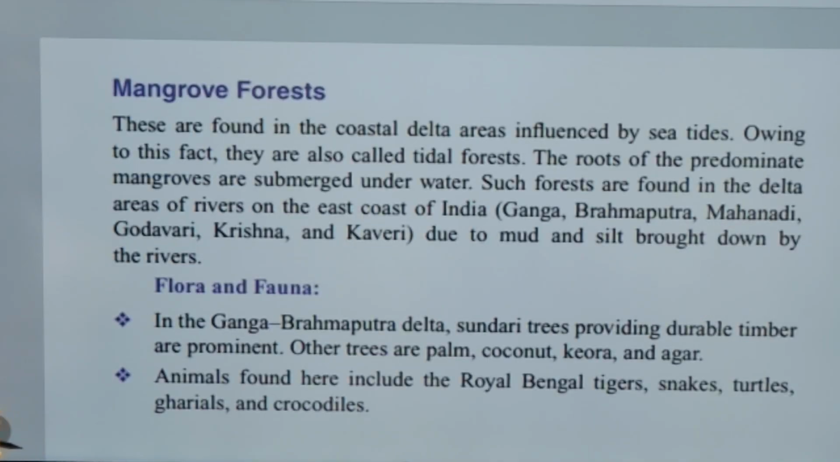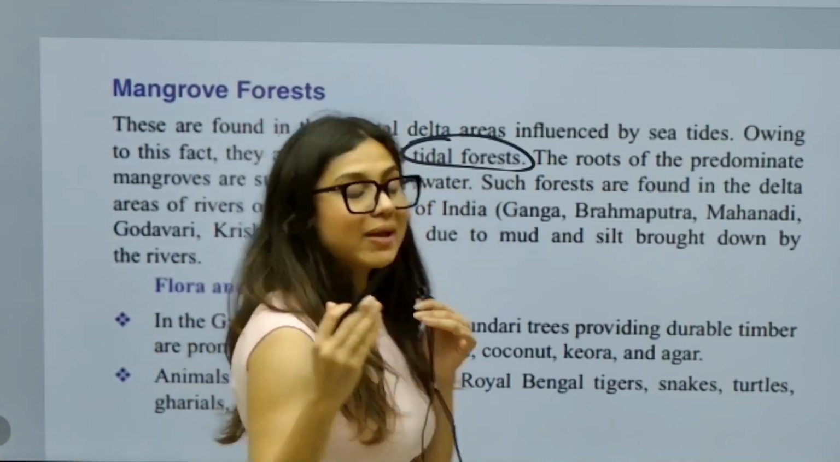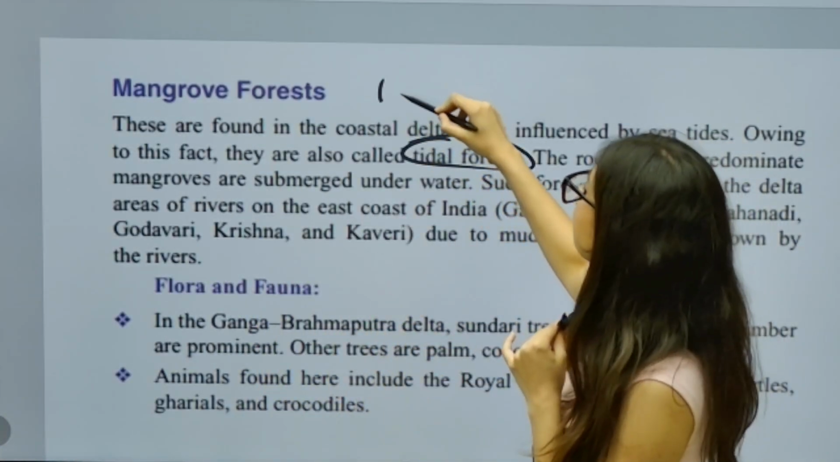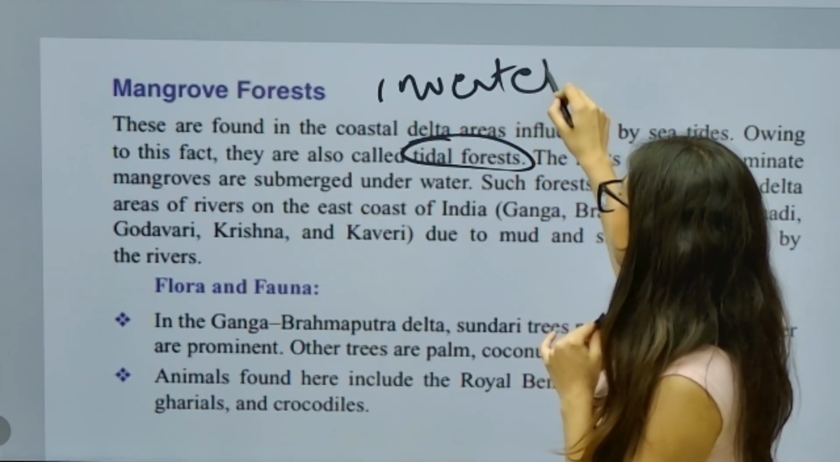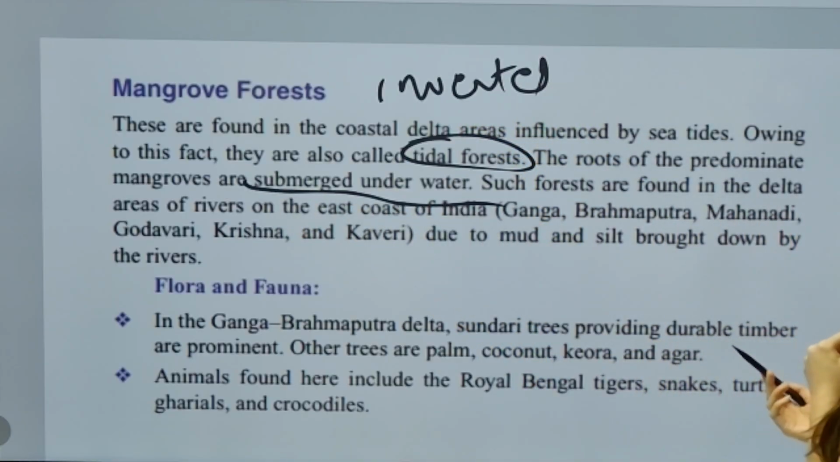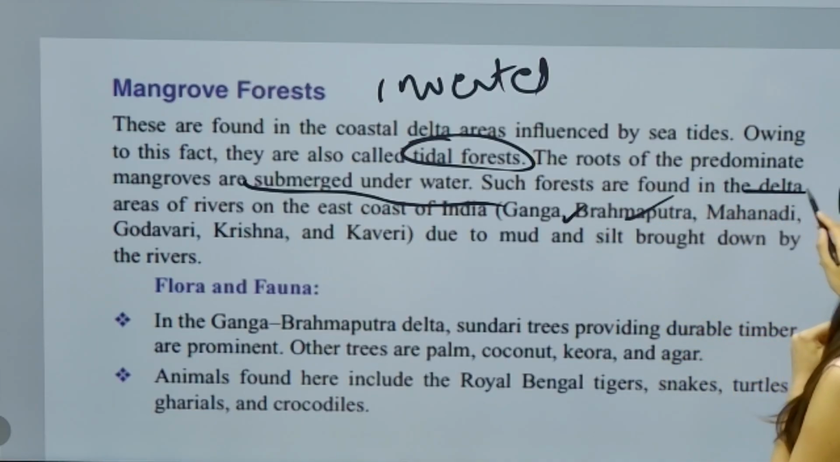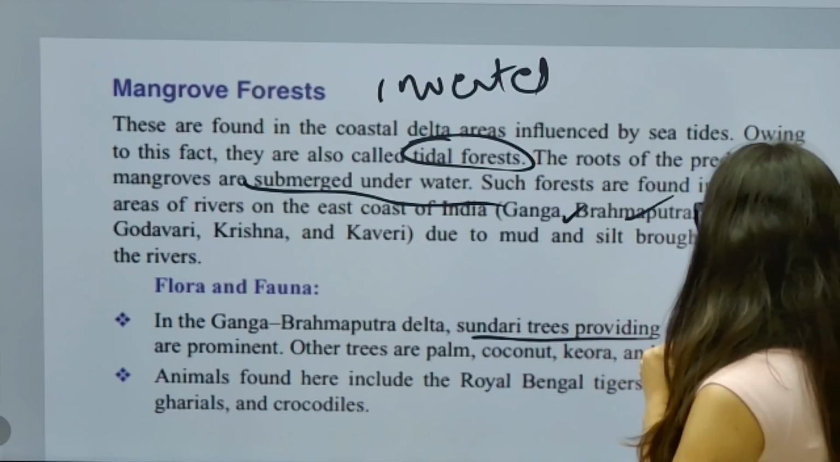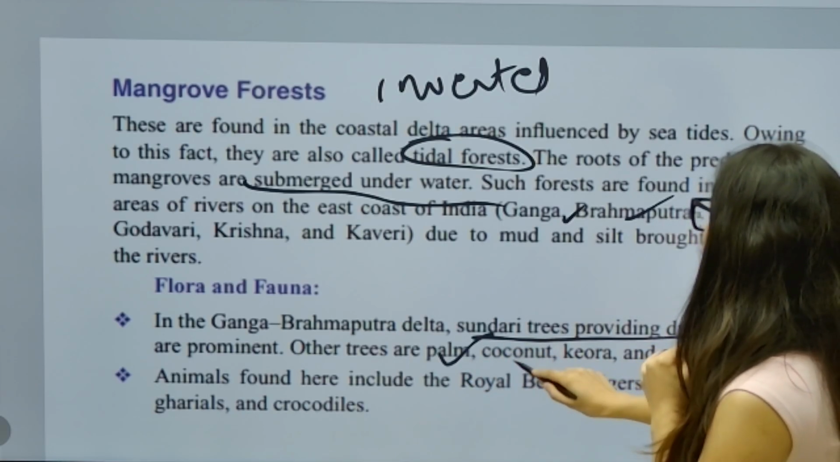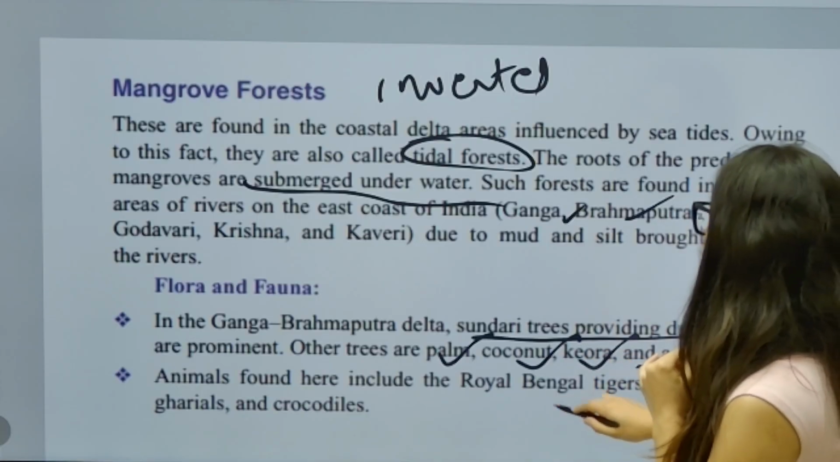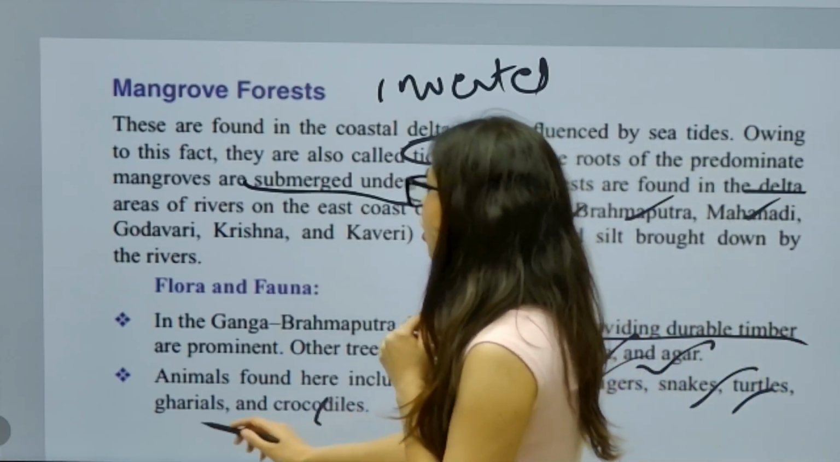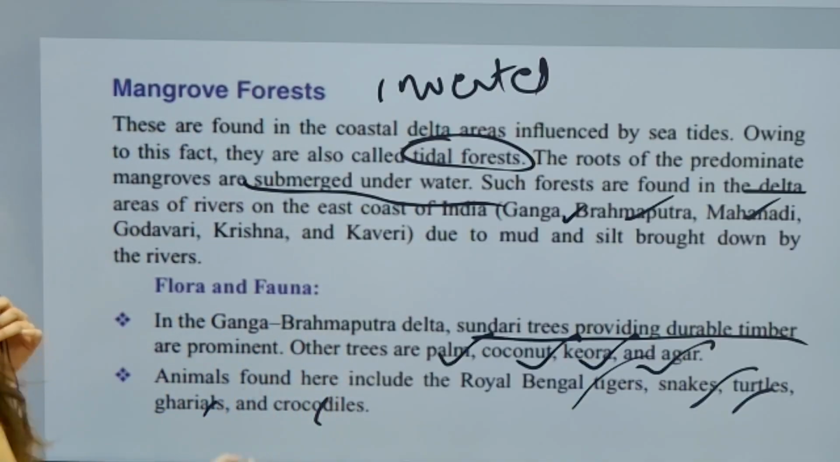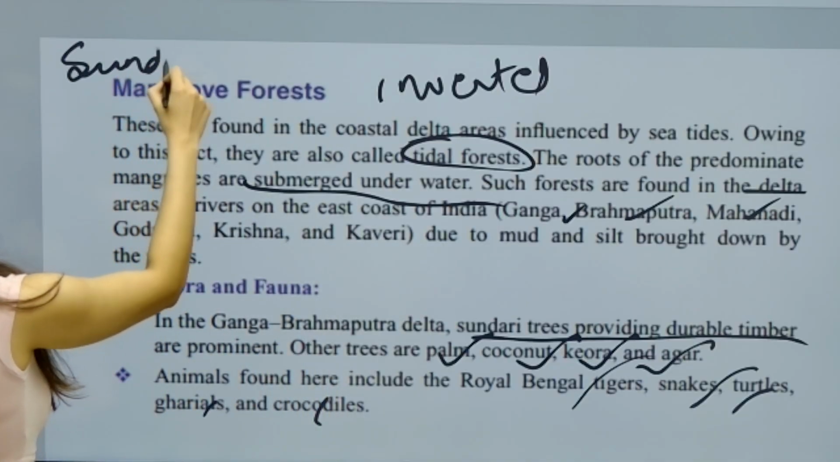And the last category is the mangrove forest, which is also known as a tidal forest. Mangroves are basically inverted forests. These are submerged under the water, and are found in the areas of rivers and deltas like Ganga, Brahmaputra, Mahanadi, due to mud and silt brought down by the rivers. Sundari trees are there, palm trees, coconut, kiora and agar. Then animals: tigers, snakes, turtles, gharial and crocodile are found. The most famous is the Sundarban mangrove forest.